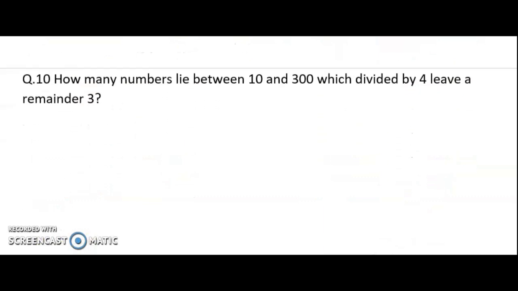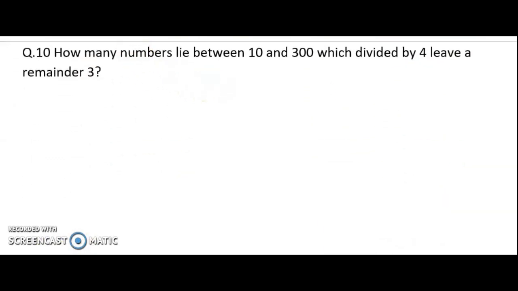Let's move to the next question. Question number 10. How many numbers lie between 10 and 300 which are divisible by 4 and leave a remainder 3? See the question again. How many numbers lie between 10 and 300, which divided by 4 leave a remainder 3?